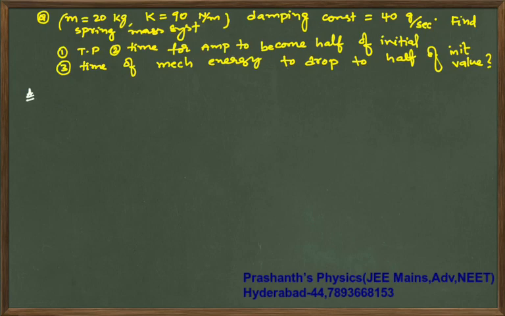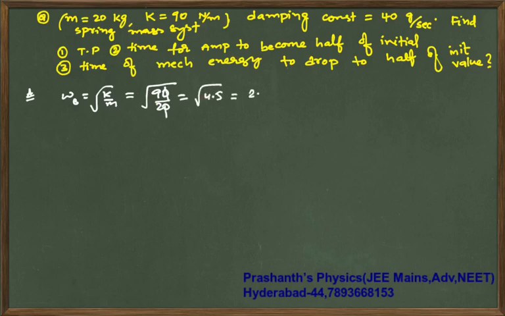Now if you are trying to solve this question, first omega naught is under root k by m, that is under root 90 by 20, so under root 4.5, which is close to 2.1. This is your natural frequency. Now what is the gamma value? For the first bit, omega of damping is under root omega naught square minus gamma square. Gamma value is B by 2m.